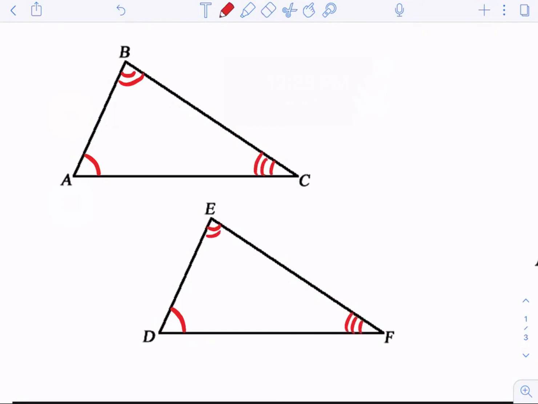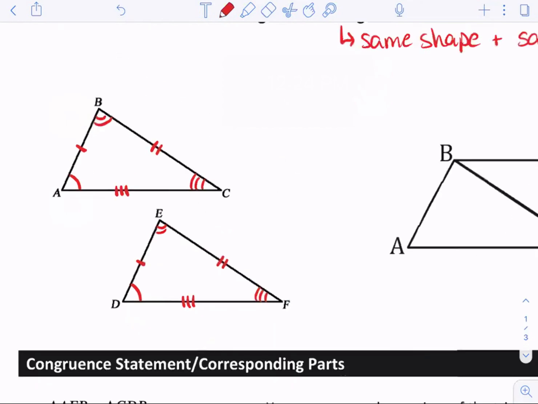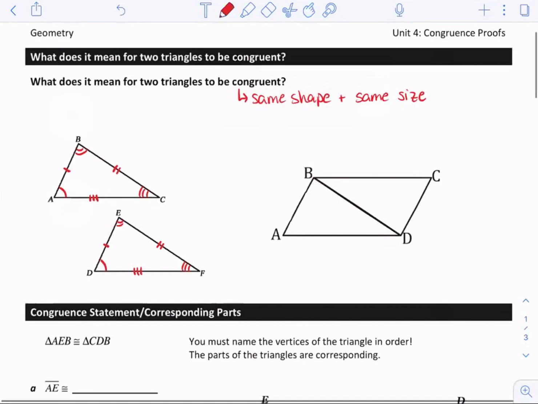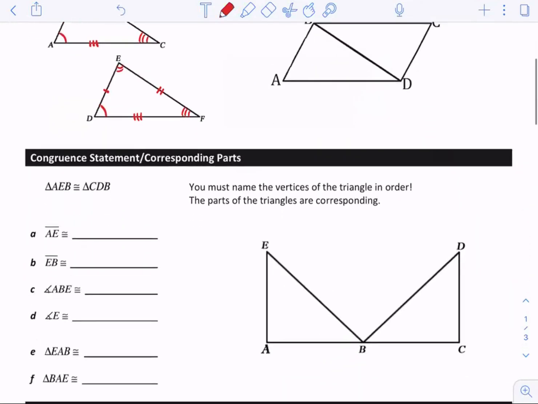Even the sides, line segment AB should be the same length as DE, and BC to EF, and AC to DF. So notice I use the same markings for the correct corresponding parts. So that's what it means to be congruent. Everything about them is the same shape and same size.